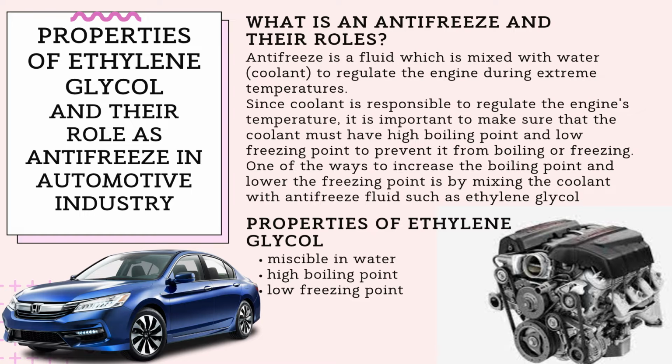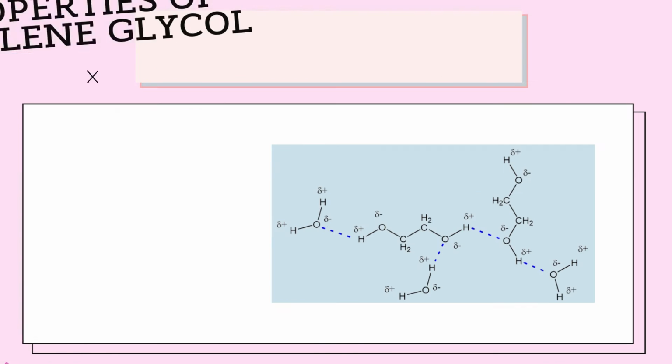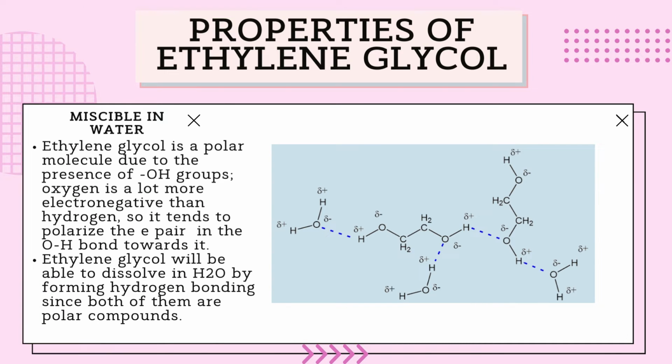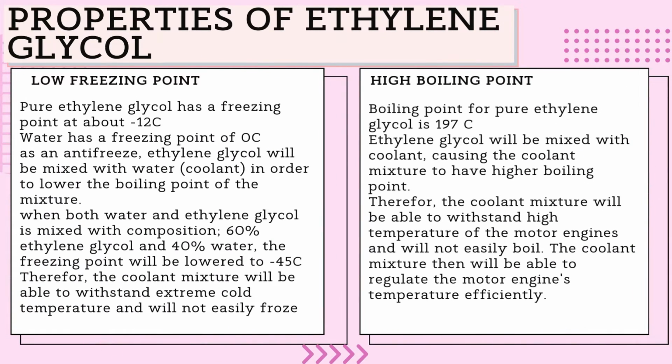So there are three properties of ethylene glycol that enable it to act as antifreeze, which are: first, ethylene glycol is miscible in water; second, ethylene glycol has a low freezing point; and third, ethylene glycol has a high boiling point. So let us look at the first property. Ethylene glycol is miscible in water. Ethylene glycol has hydroxyl groups in its structure, so it is a polar molecule, and it is able to form hydrogen bonds with the water molecule, which causes ethylene glycol to be miscible in water since water is a polar solvent.